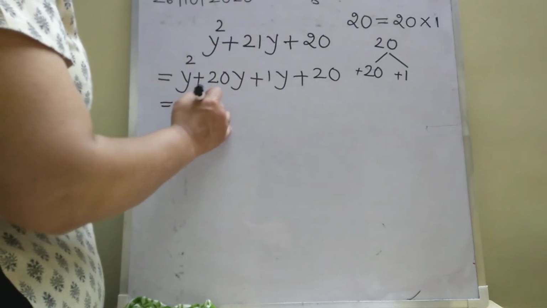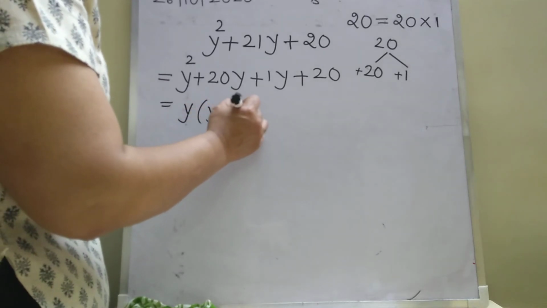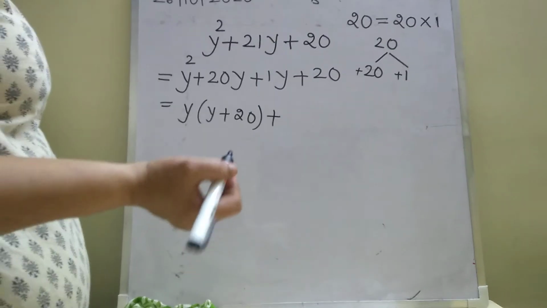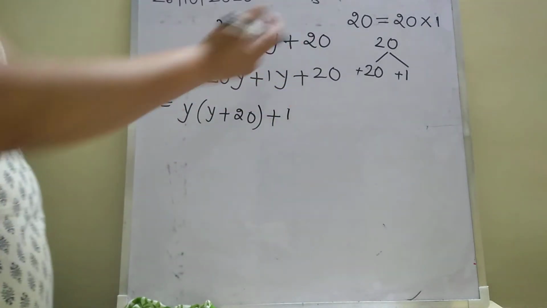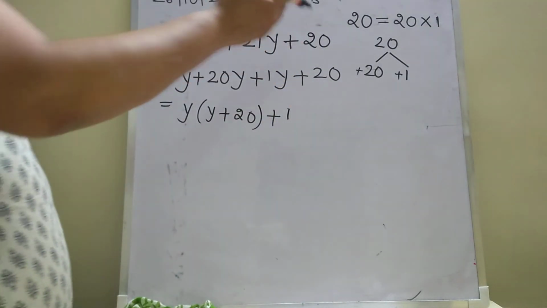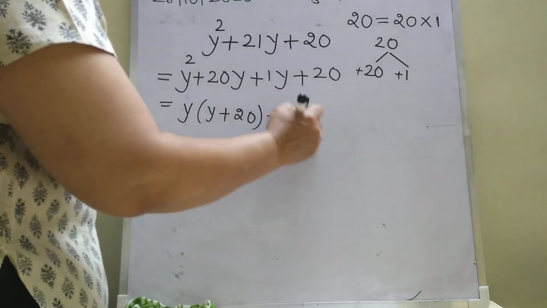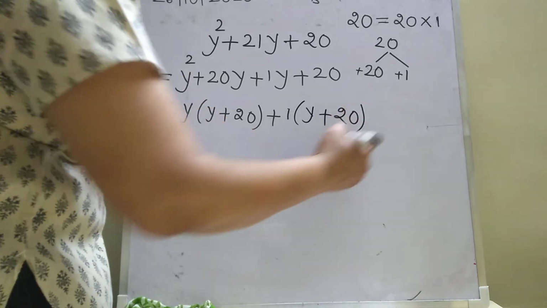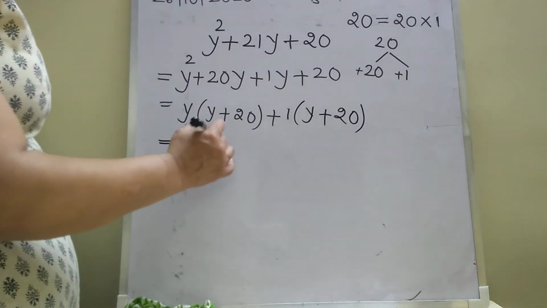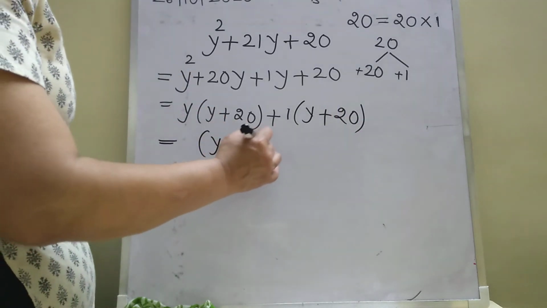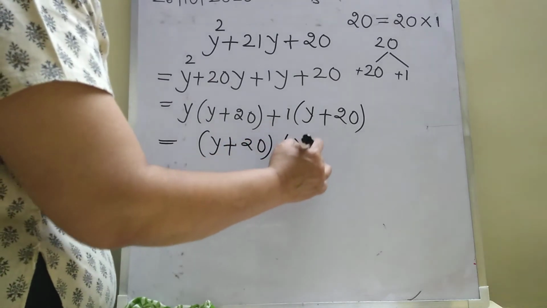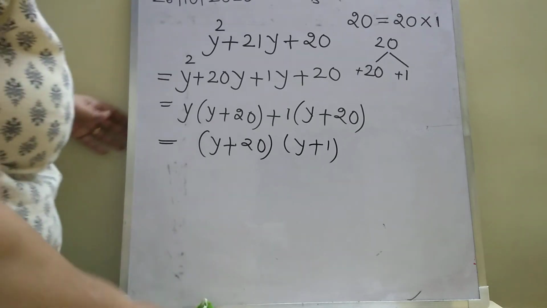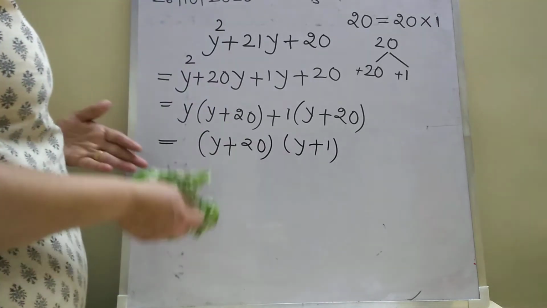Now y is common: y(y plus 20) plus 1 and 20. What is common? Yes, 1 is common, because 20 ones are 20. So 1 is a factor of 20. I told you 1 is a factor of all numbers. So again 20 is going to come. What is going to come next? (y plus 20)(y plus 1). This is about the plus sign. Okay. Do you understand this example?